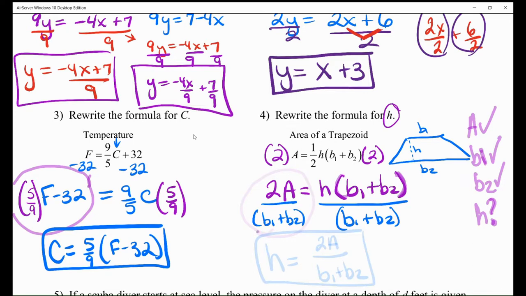Because we've written out each step, our new formula solved for h is on the left side. So the height of a trapezoid, you can find that by doing 2 times the area divided by the sum of the bases.